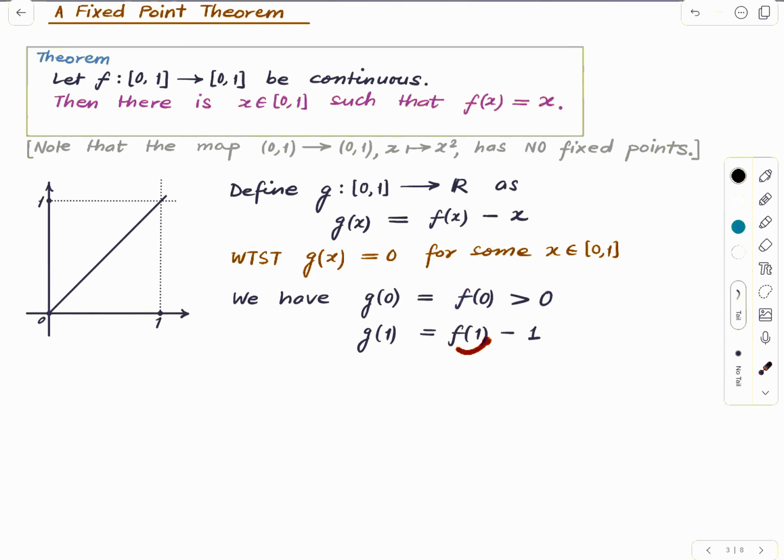Similarly, if f(1) equals 1, then we were done. So we may assume f(1) is not 1, but then f(1) has to be strictly less than 1, and hence g(1) has to be strictly less than 0. But now, g is a continuous function which takes a positive value at 0 and a negative value at 1, and hence it must vanish somewhere in between, in fact, strictly between 0 and 1. So g must become 0 somewhere by the intermediate value theorem. And that shows that f(x) equals x for some x.